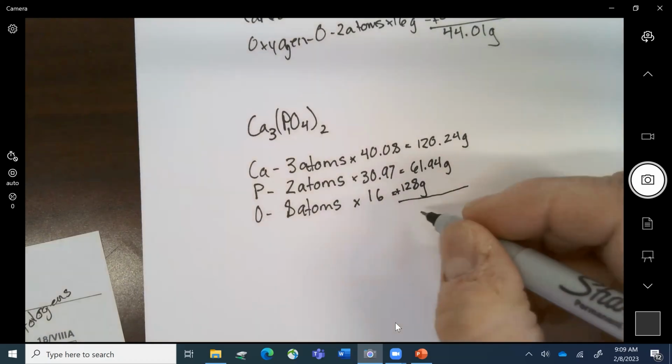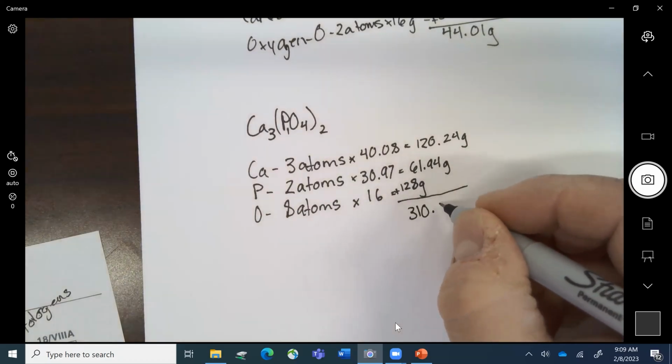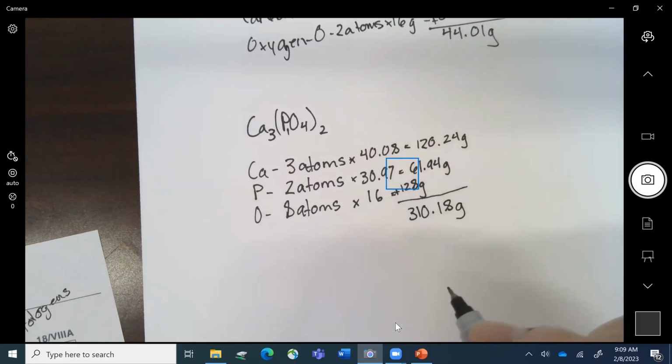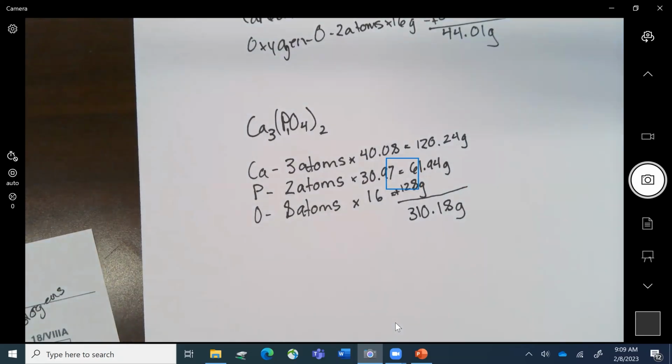So this thing weighs 310.18 grams. As you can see, the bigger the molecule gets, the more it weighs. That makes sense, doesn't it?